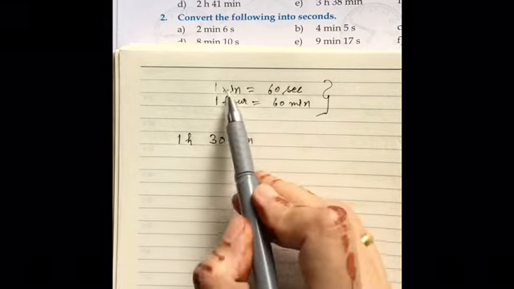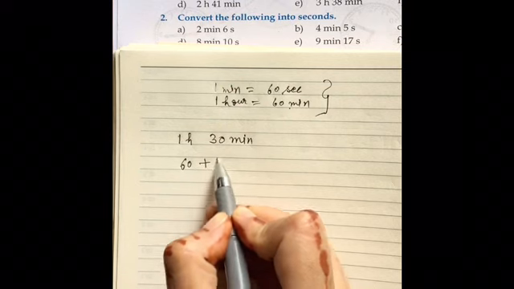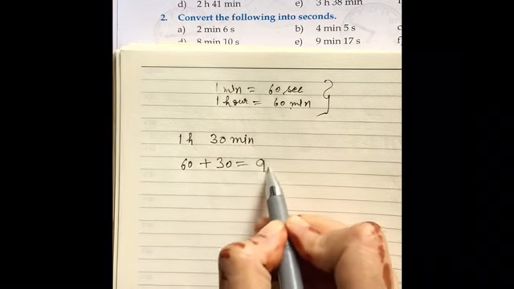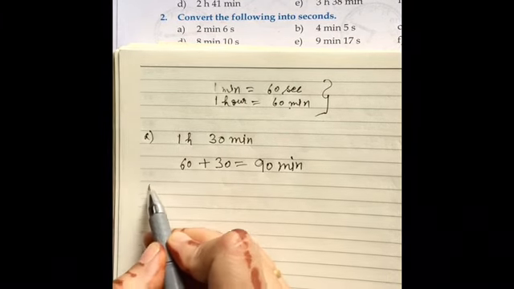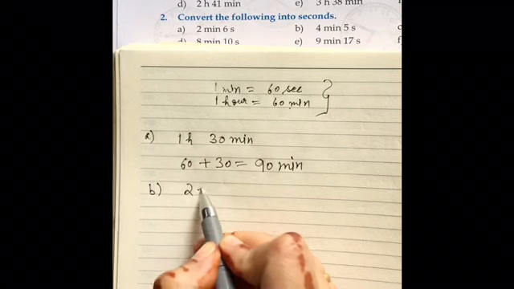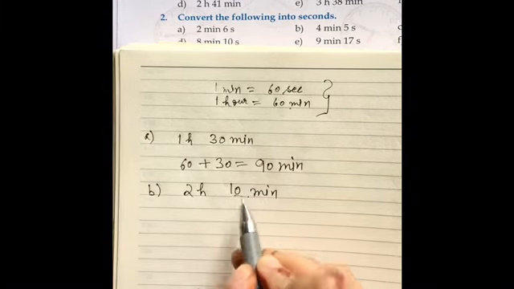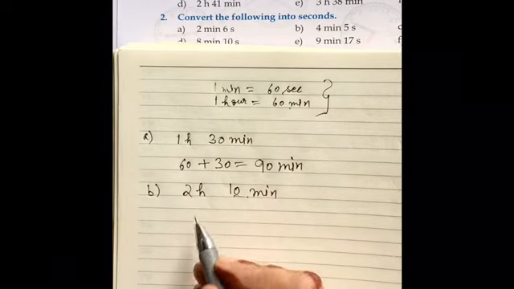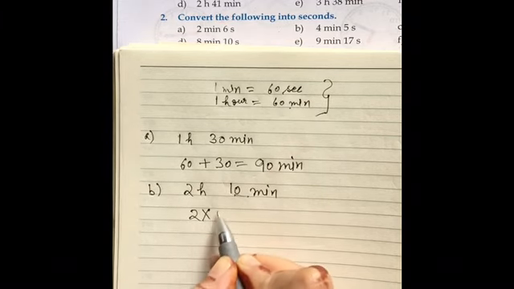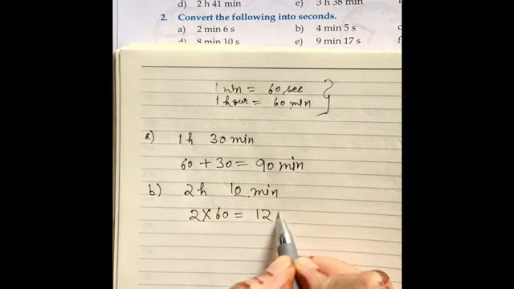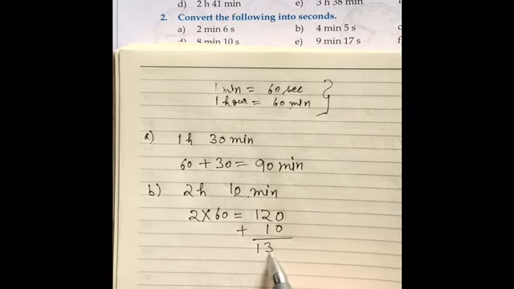So you can see 1 hour is equal to 60 minutes. So it will be 60 plus 30 is equal to 90 minutes. This is A part. Let's take up one more. B, 2 hours 10 minutes. This 10 is already in minutes, no need to convert it. This is in hours. So 1 hour is equal to 60 minutes. 2 hours equal to 2 multiplied by 60 equal to 120 minutes plus this 10. So it will be 130 minutes.